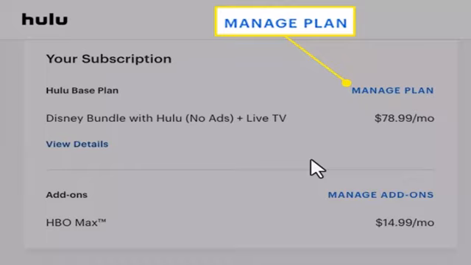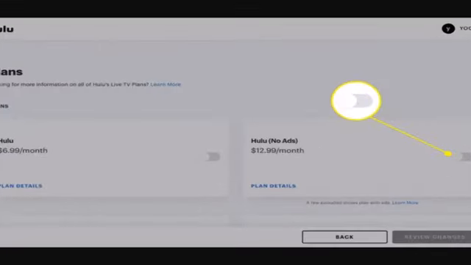First of all, log in to your account, and from the home page, click the profile icon and go to accounts. As you click on account, you'll be able to see this page where you can go ahead and select manage plans from the bottom right hand side corner. And as you do that, you'll be able to see this option as Hulu ad. Go ahead and toggle the button.